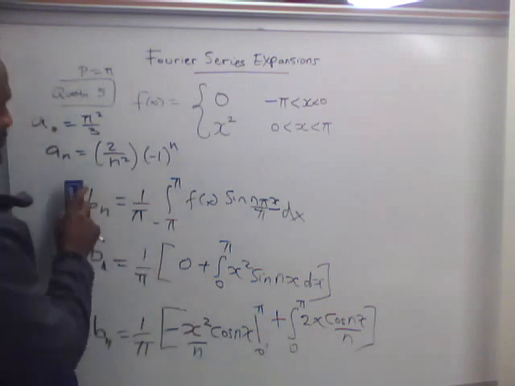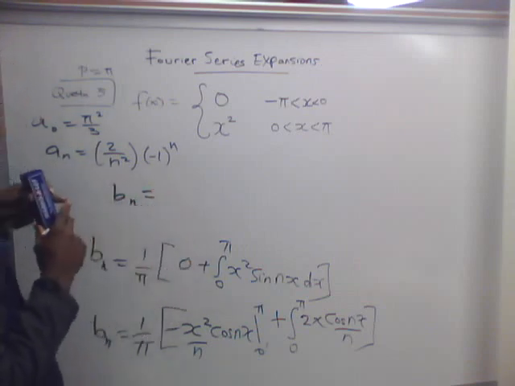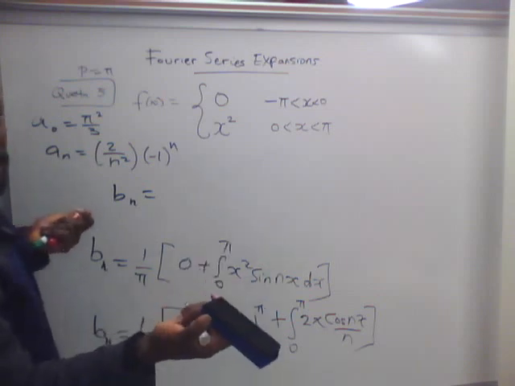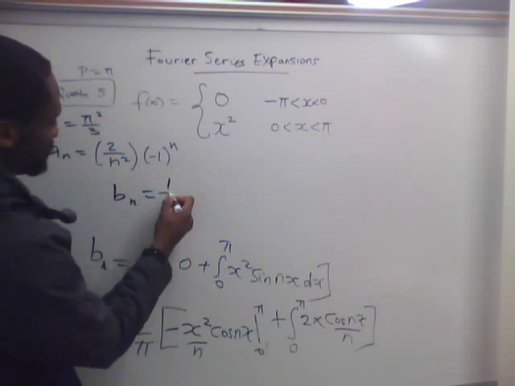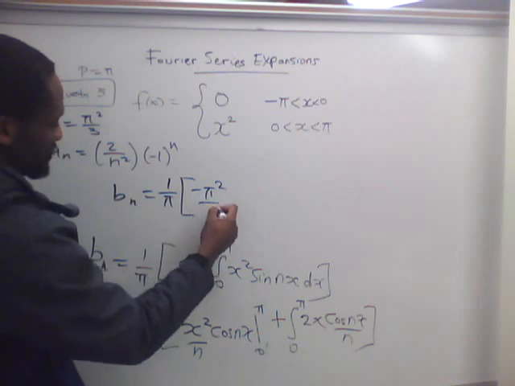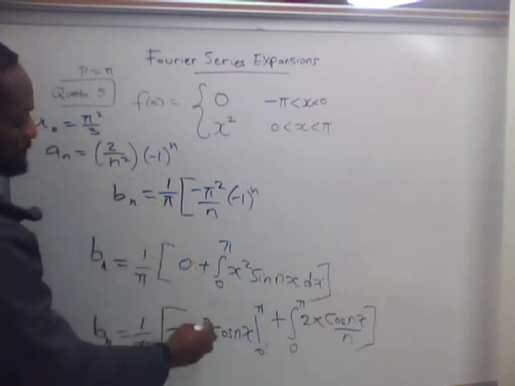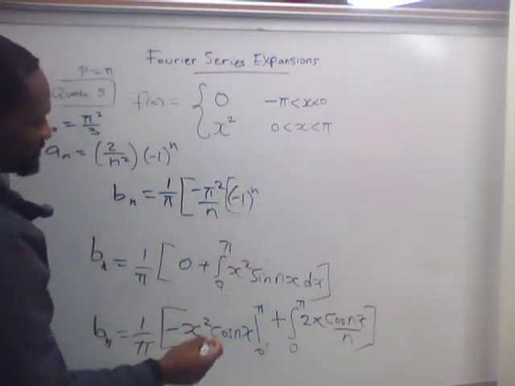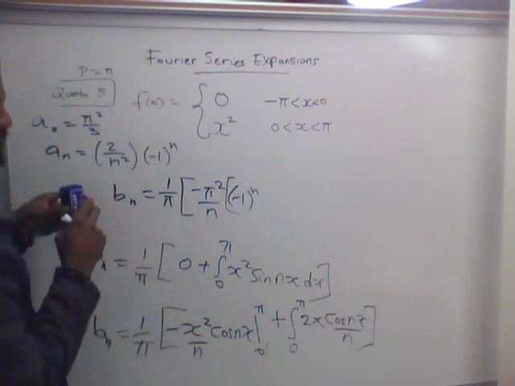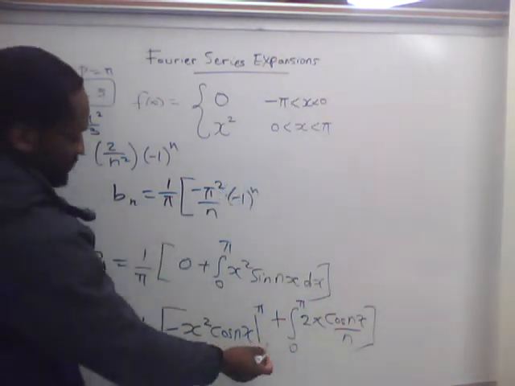So now Bn, if I evaluate this at pi, I get pi squared here, I get cosine n pi, which again we said was minus 1 to the n. So that 1 over pi times minus pi squared over n, minus 1 to the n. I'm factoring out this here this time. Evaluate at 0, I still get 0, so I don't actually need to put a second term. So this is fully determined.